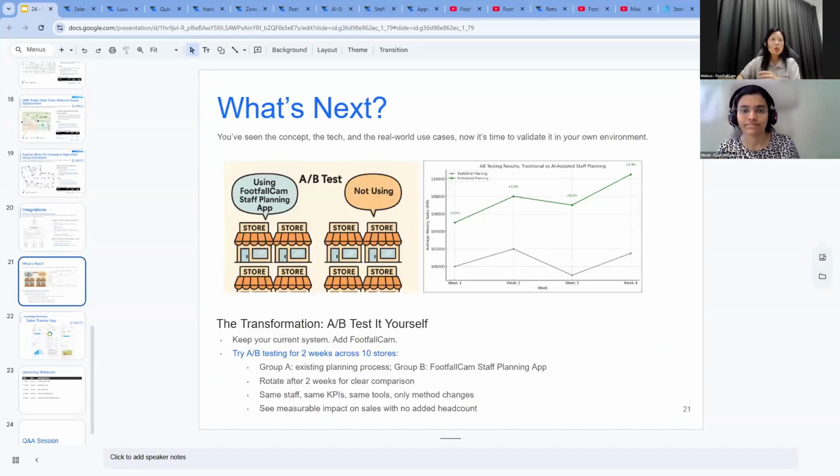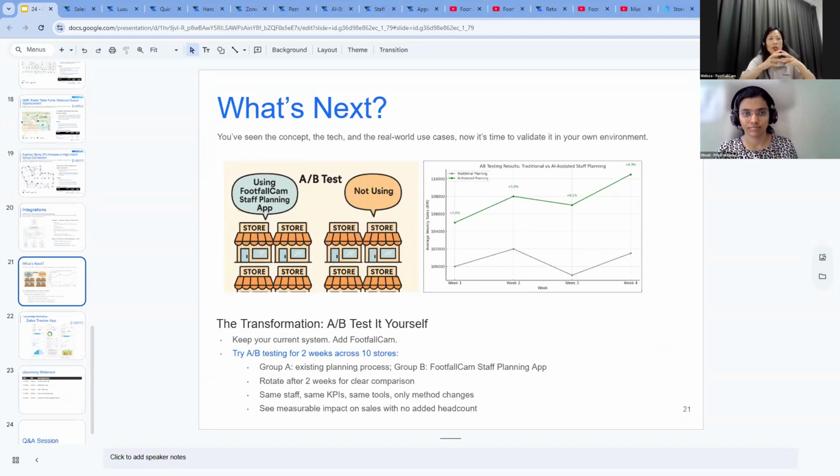So now that we've gone through the concept, the technology, and the real operational use case, the next question is, what should you do next? For many of you, your retail group may already have FootfallCam installed in some capacity. You might be using it for people counting, or for queue monitoring, or even in pilot stores. And that's a great starting point already.